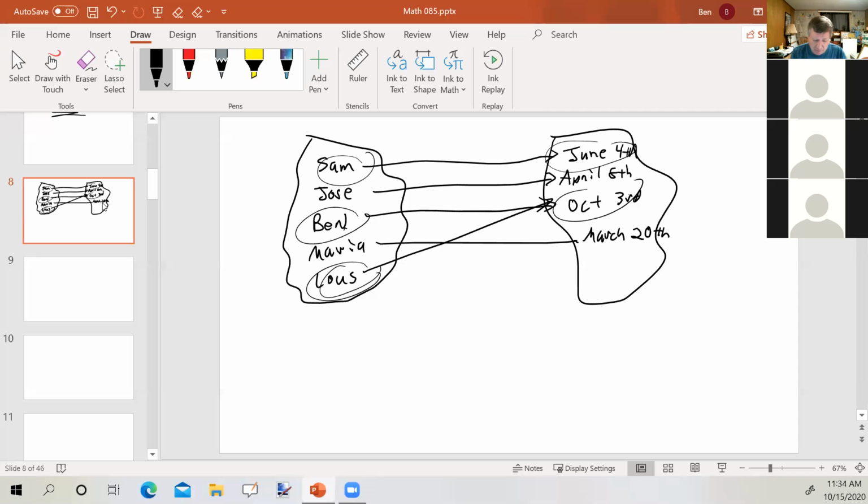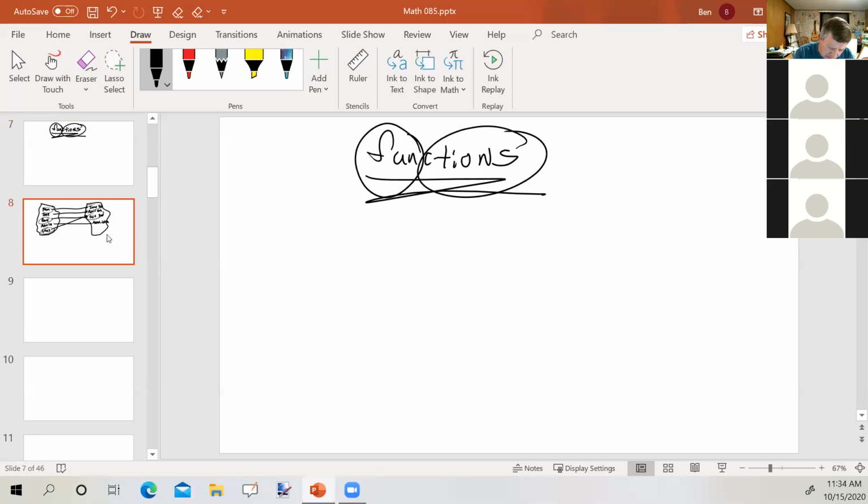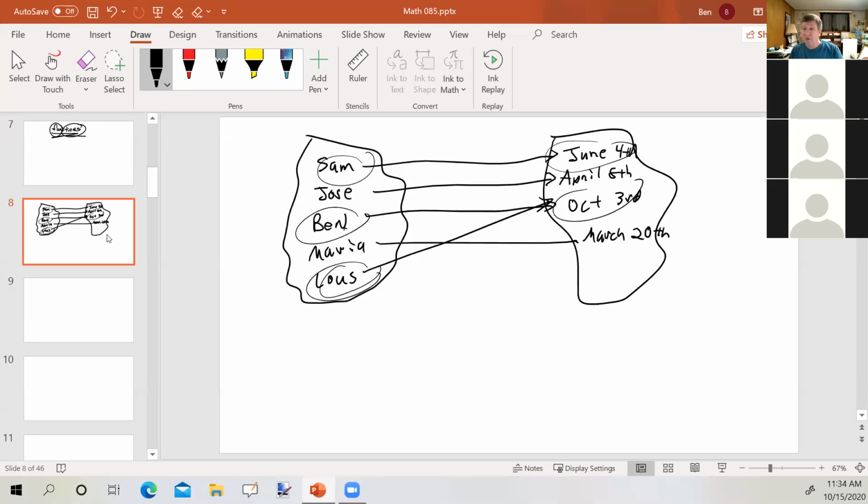Yes. Maybe? All right. I also want to point out that function starts with the word fun, but it also ends with the word shun, and we know what shun means. So anyway, but let's hope that we can focus on the fun part.